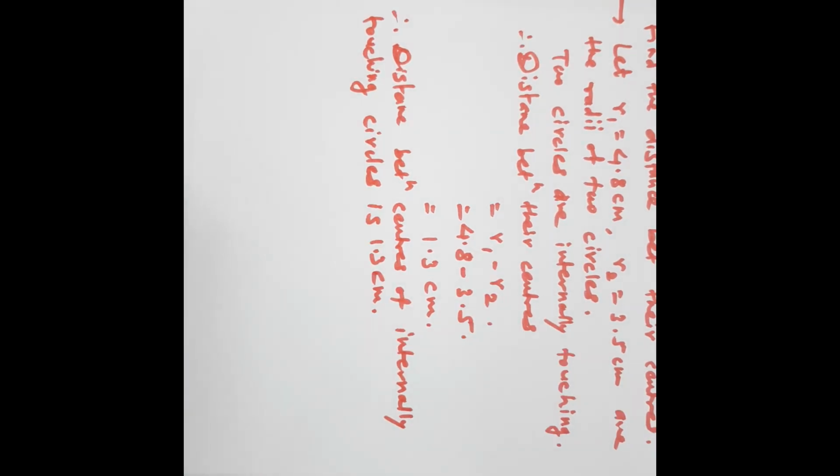The second example from the practice set: two circles of radii 5.5 centimeters and 4.2 centimeters touch each other externally. Find the distance between their centers. Here these are externally touching circles, therefore to find the distance between the centers you have to add the radii. The distance will be equal to the sum of their radii.